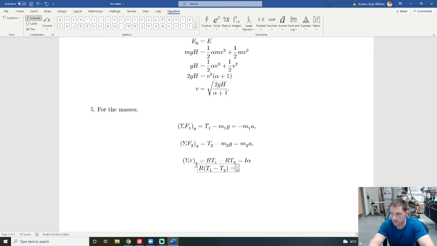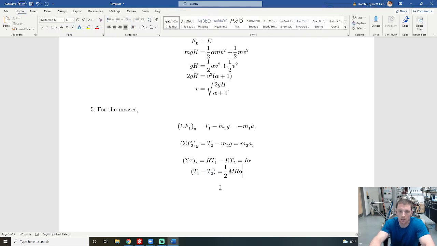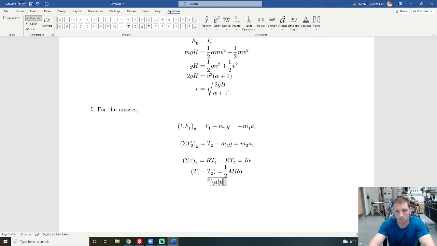And if we model it as a disk, which is what we'll pretty much always do for pulleys, it's going to be 1/2 big M big R squared times alpha. And we see that we can cancel a factor of R from both sides here, which is nice. And then solving for alpha, we see that alpha should be 2 times the difference of the tensions divided by the mass of the pulley times its radius, right?